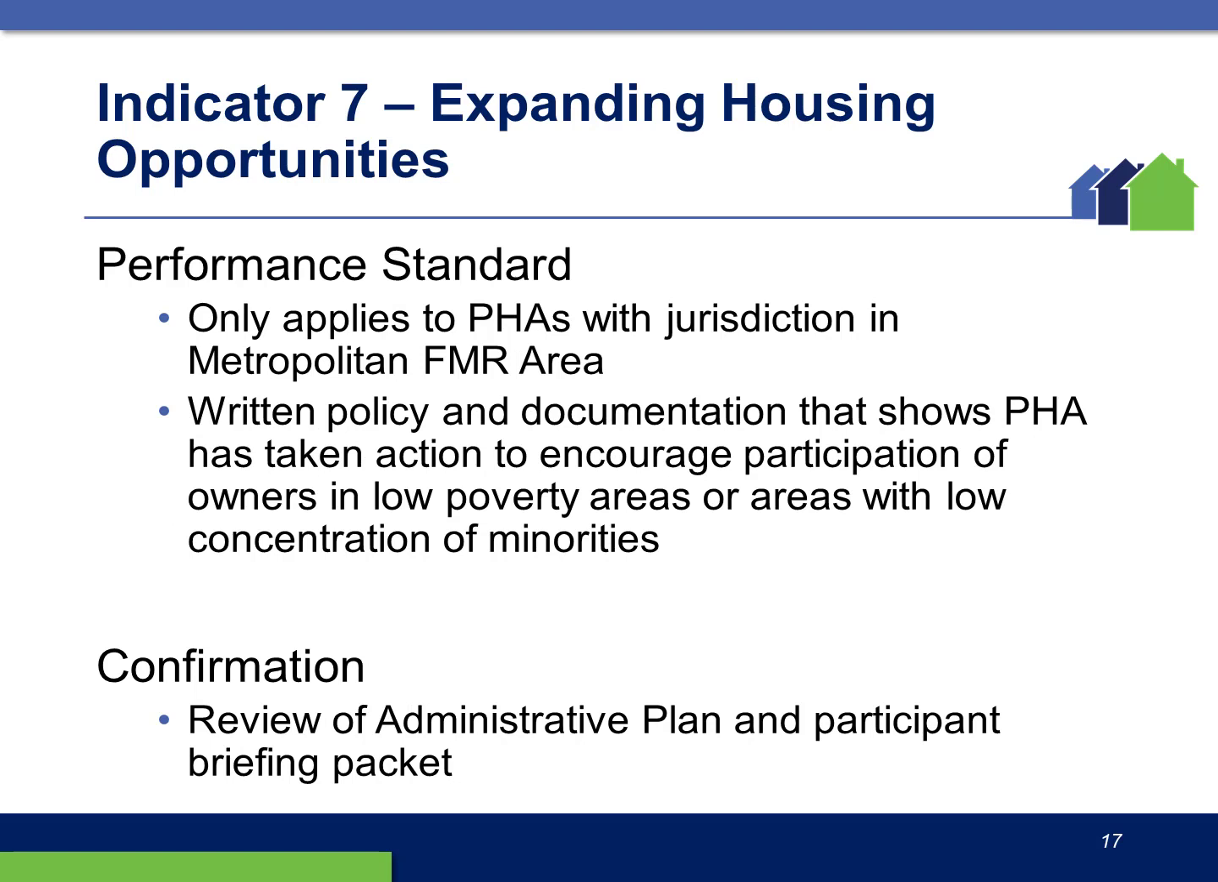Indicator number 7 ensures that the PHA is making an effort to expand housing opportunities. This indicator only applies to PHAs with jurisdiction in a metropolitan FMR area. HUD wants to ensure that the PHA has a written policy for and documentation that shows it has taken action to encourage participation of owners of units outside areas of poverty or minority concentration. This is confirmed through a review of the administrative plan and participant briefing packet.